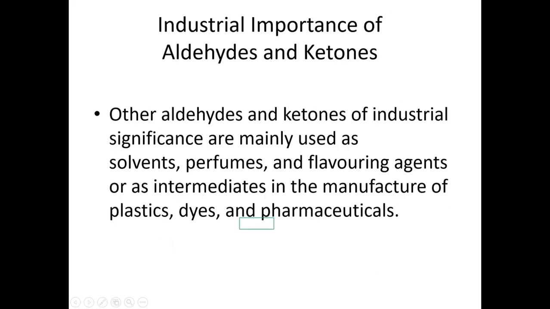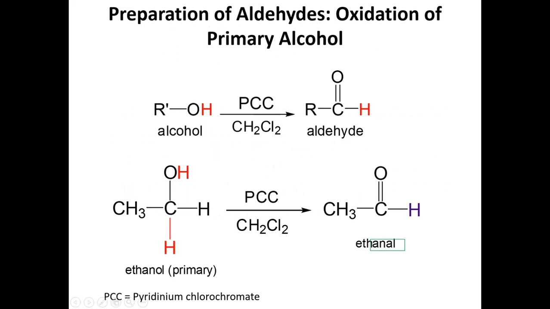And other aldehydes and ketones of industrial significance are mainly used as solvents, perfumes and flavoring agents, or as intermediates in the manufacture of plastics, dyes and pharmaceuticals. Okay, we continue to the method of preparation of aldehyde. It involves the oxidation of primary alcohol.